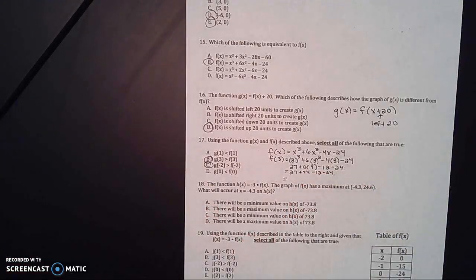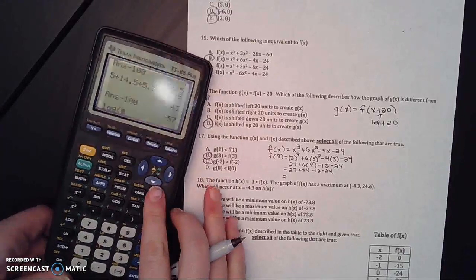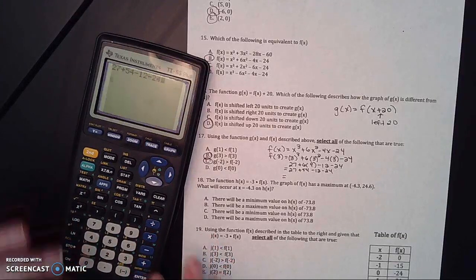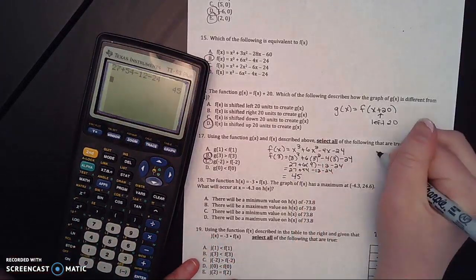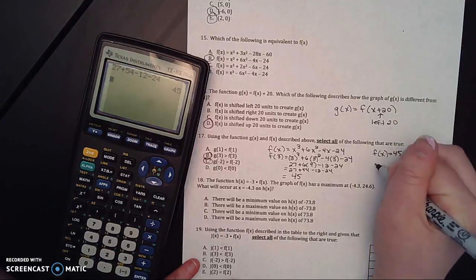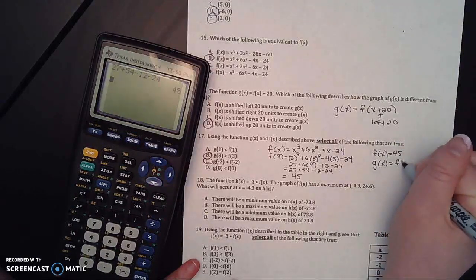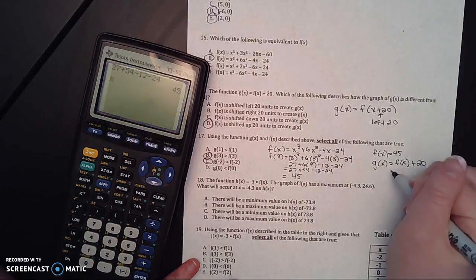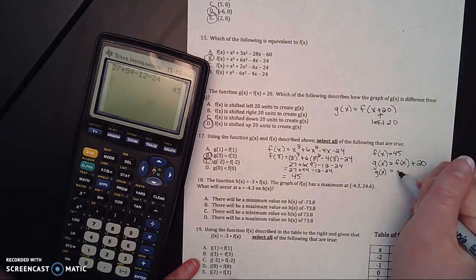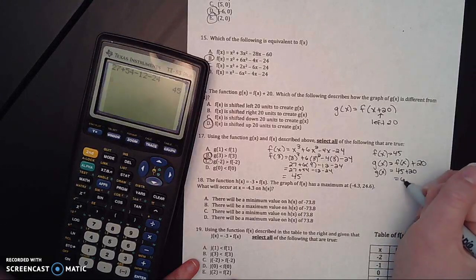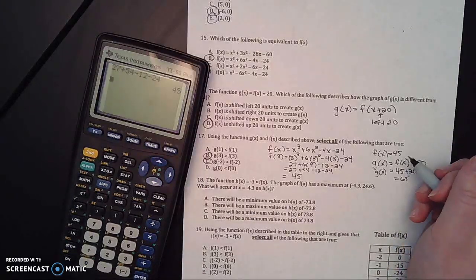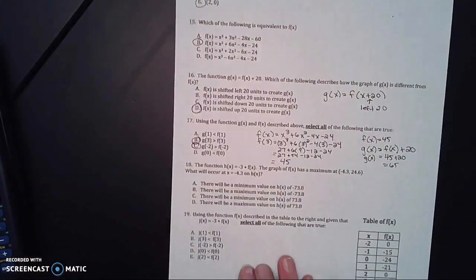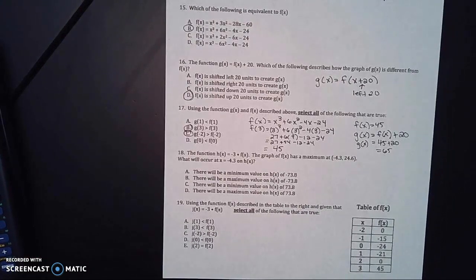I'm going to plug all that into my calculator. I am going to say 27 plus 54 minus 12 minus 24, and that is 45. So f of x equals 45. Now g of x equals f of x plus 20. So g of x, or g of 3, would be 45 plus 20, which is 65. Now, isn't 65 greater than 45? So that's why my g of 3 is greater than my f of 3. And any of my g's should be greater than my f's.